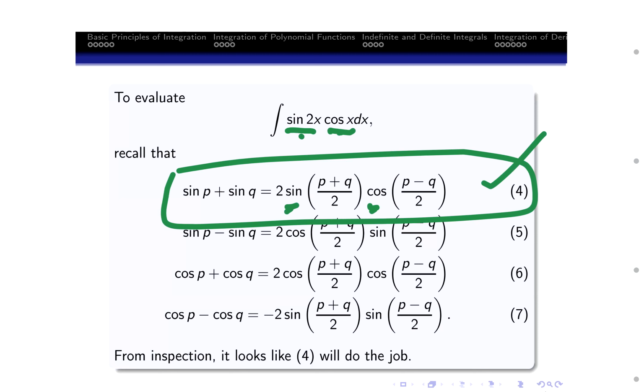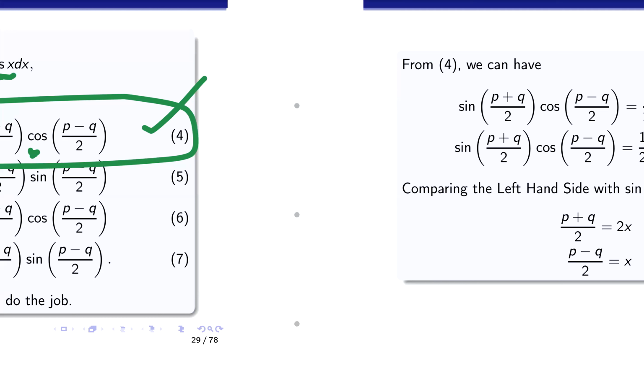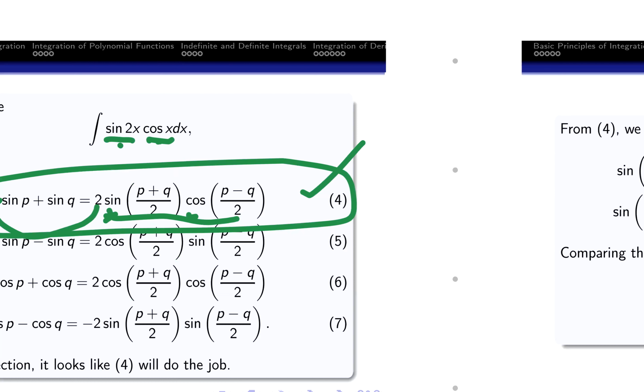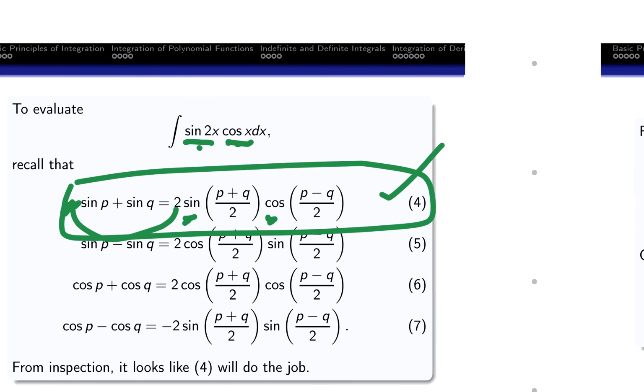Now, of course, there's no 2 in front of this one, so you have to find a way of taking the 2 away. The 2 has got to come back here, so you're going to have half into sine p plus sine q. And that's what you have in the next slide. Look at it right here. So now we just have sine (p plus q) over 2 cos (p minus q) over 2 equals half into sine p plus sine q.